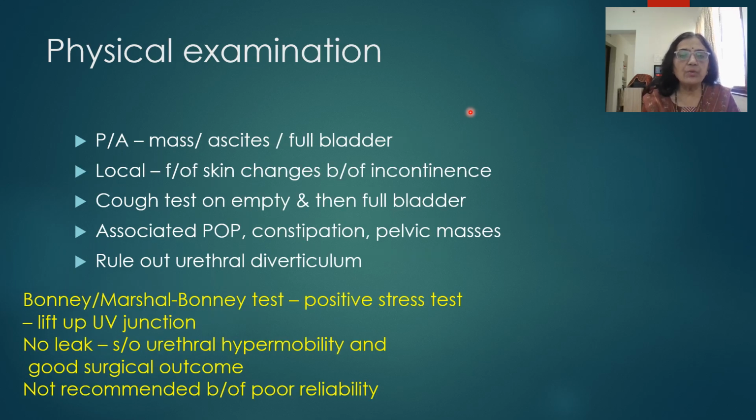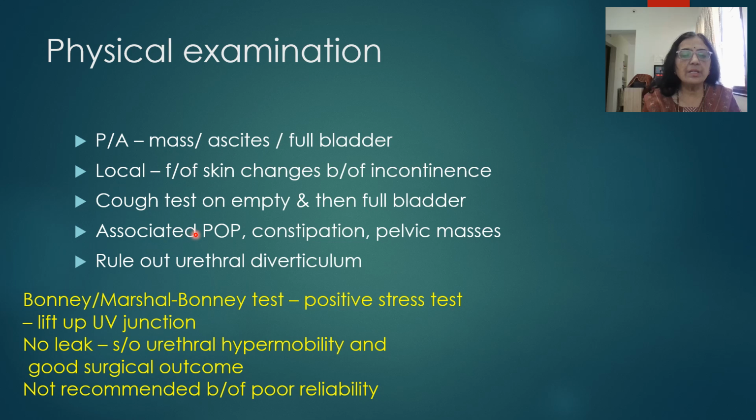In the examination to diagnose SUI, per abdominal examination is important along with the general examination. Per abdominal, to look for mass, presence of ascites or full bladder. Then local examination to see whether there are any skin changes over the vulva because of the incontinence. Then we need to do the cup test, which can be done on an adequately, comfortably full bladder. If you are examining the patient on an empty bladder, we can also try and see whether the cup test is positive. If it is negative on an empty bladder, then we need to re-examine the patient with a full bladder.